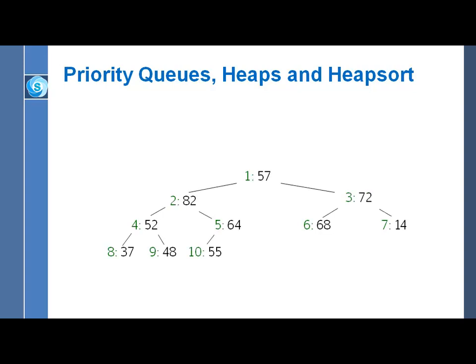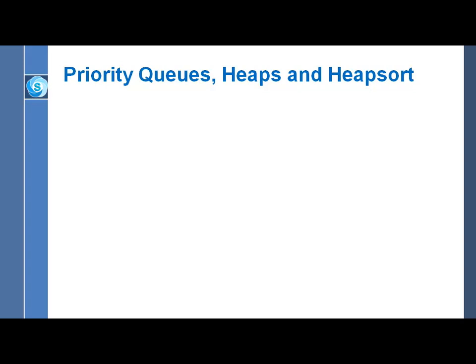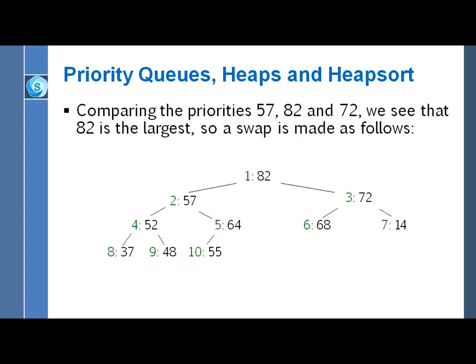Right, so here's what the binary tree looks like now. Well, this is what it looks like before the swap. Here's what it looks like after the swap. The root, as I said, now has priority 82, and it has a left child whose priority is 57. Okay?